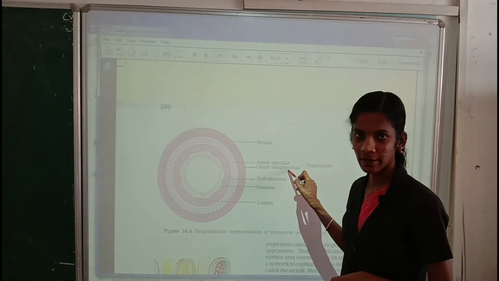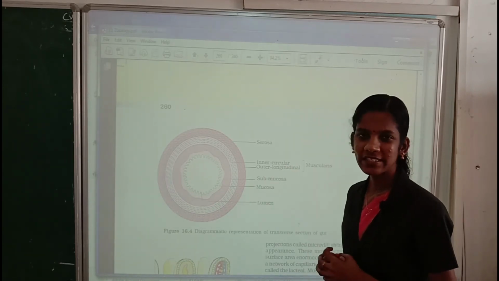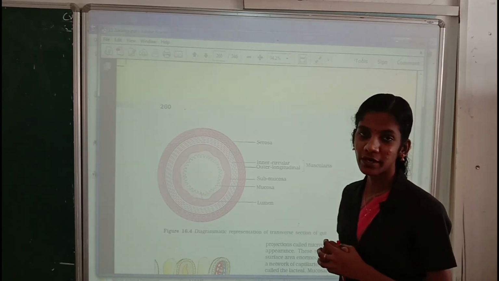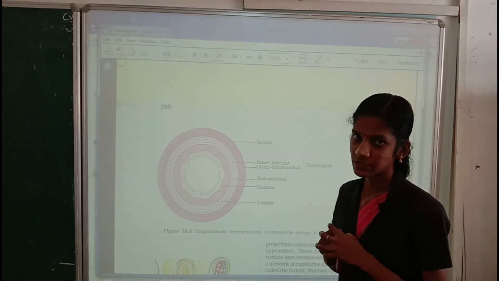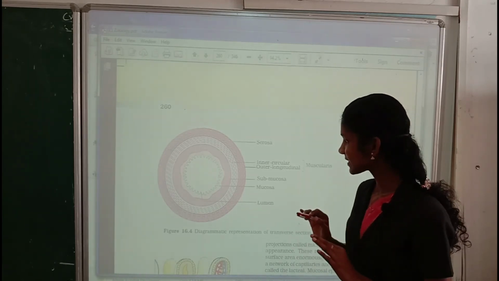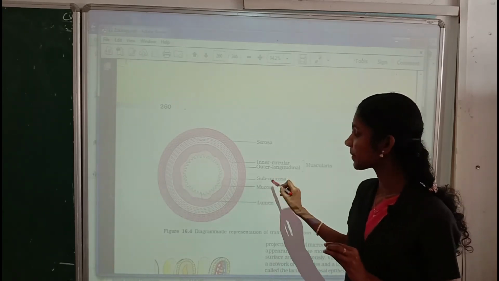Outer longitudinal layer. Inner to the muscularis layer, we can see a submucosal layer. This submucosal layer is made from connective tissue containing large number of blood vessels, nerves, lymph, etc. Okay, that means we can see blood vessels, nerves, such kind of parts in the submucosal layer.